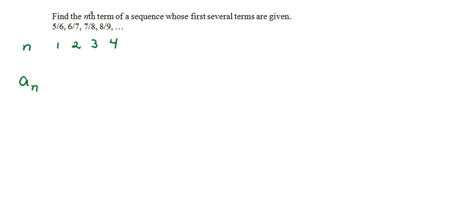And so I see that each time the numerators are getting bigger, and that's the same as what's happening to the n. So when n is 1, instead of seeing the 5 right away, what I think I will do is think about the 5/6 as being 4 plus 1 all over 5 plus 1.